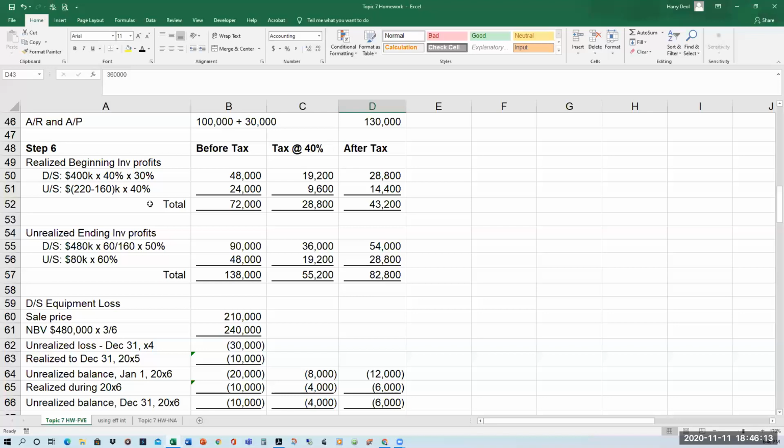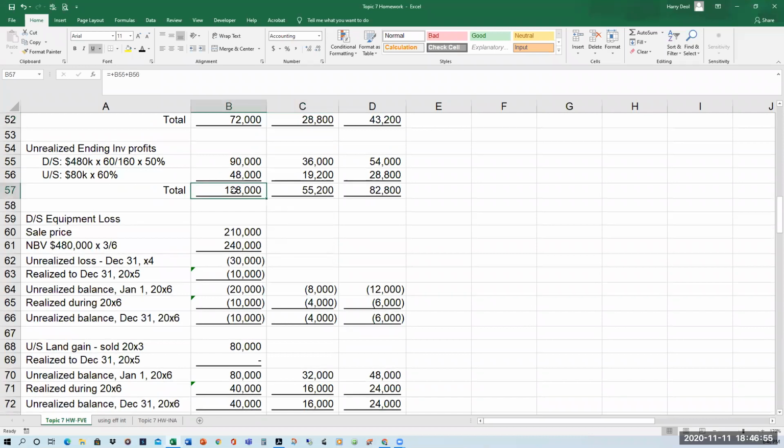Now, for step 6, the realized beginning inventory profit, $72,000, is the total amount because we don't make any distinction between upstream and downstream when making the consolidated income statement. So $72,000 is the total amount realized before taxes. The before tax amount of $72,000 you want to subtract from cost of goods sold. If you lower cost of goods sold, your income before tax goes up. So subtract $72,000 from cost of goods sold and then add $28,800, the tax amount, to income tax expense.